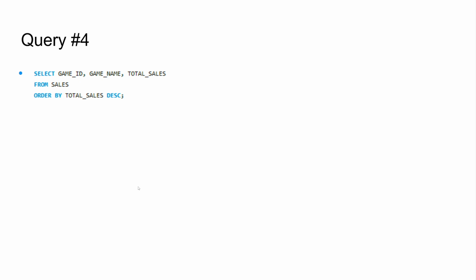For query 4, the purpose of this query was to retrieve a list of games and their corresponding total sales from the sales table, while also organizing the results by sales in descending order. It just helped in sorting the data, and it was essential if you want to analyze the performance of games based on total sales and prioritize said games to see which ones generate the most revenue.